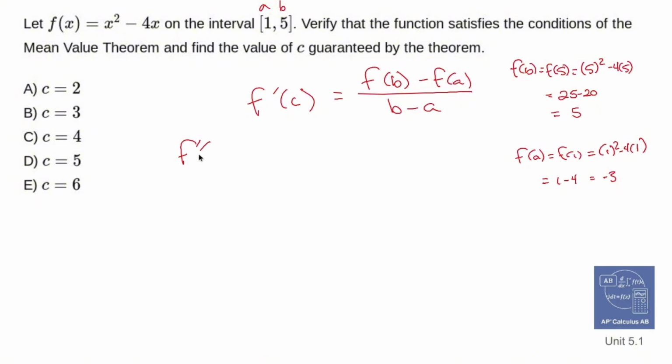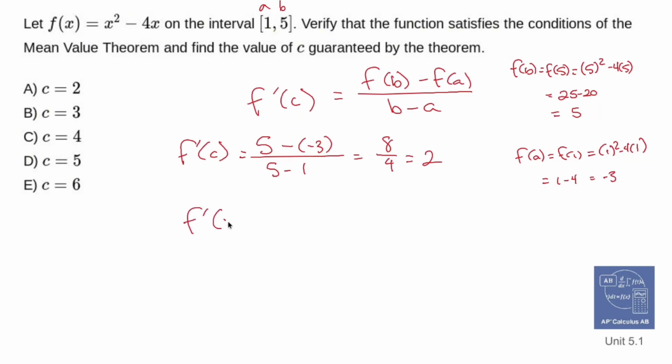So f prime of c has to be f of b, which is 5, minus f of a, which is negative 3, all over b, which I called 5, minus a, which I called 1. So we got the double negative, meaning you add, so 5 plus 3 is 8, 8 over 4 is 2. So I need an f prime of c that equals 2.